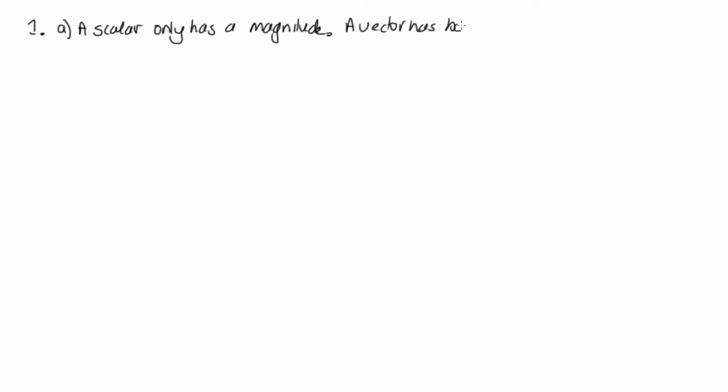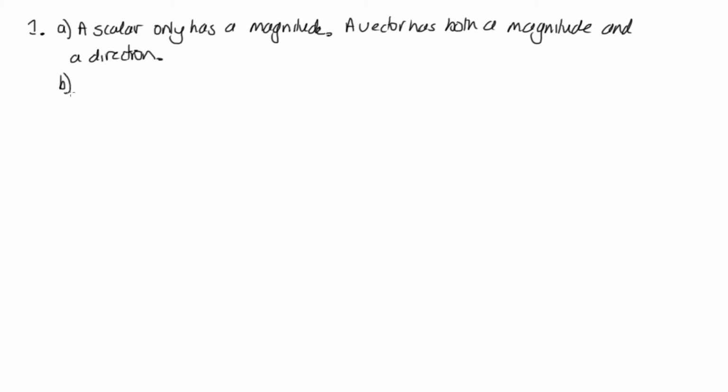So these are the solutions to the first tutorial set for Phys 9120. So in question 1, we're asked what is the difference between a scalar quantity and a vector quantity? Well, a scalar only has a magnitude. A vector has both a magnitude and a direction.